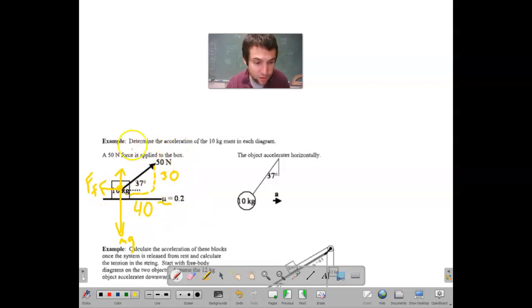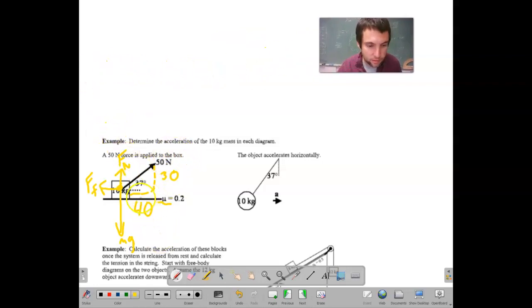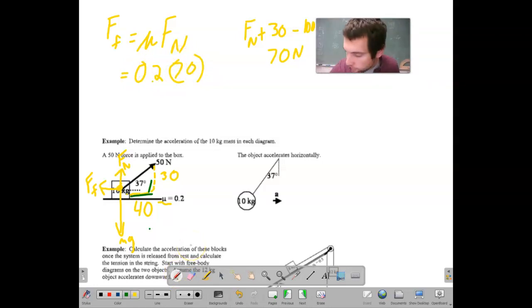Determine the acceleration. So we don't care about the vertical forces in this, other than our frictional force has to equal mu times Fn. So what is the frictional force? Mu times Fn, and Fn is going to be, we'll go ahead and do this all. Stuff that makes it go minus stuff holds it back. So Fn plus 30 minus 100, right? Remember? Like 2 seconds ago, 70 newtons. So 0.2 times 70 is going to be 14. So our frictional force is going to be 14.